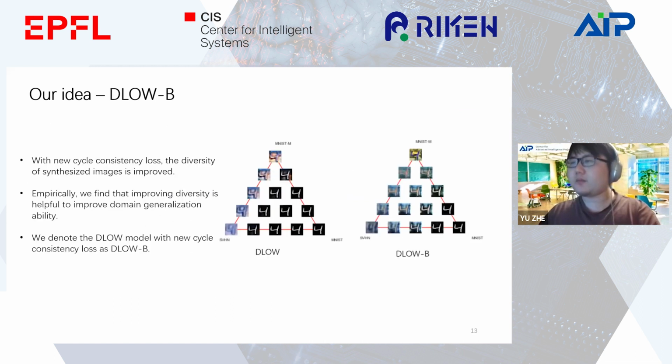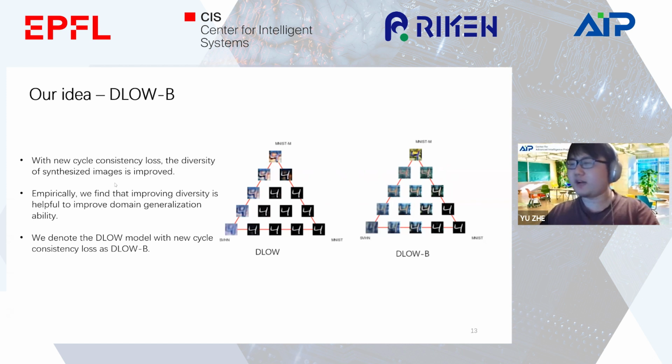So with this new cycle consistent loss, we find that the diversity of the synthesized images is improved, as the red figure shows. The left figure is the original DLO model and its output. The right figure is the DLO model with the new cycle consistent loss. We can see that although the inputs and the training data are exactly the same, when we change the loss function, the diversity of the generated images can be improved a lot.